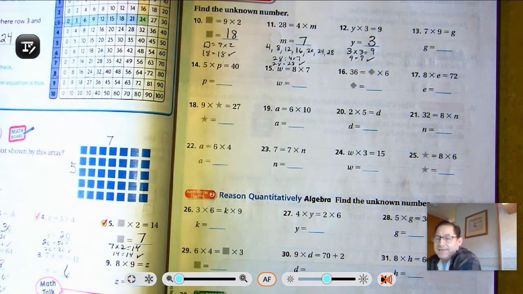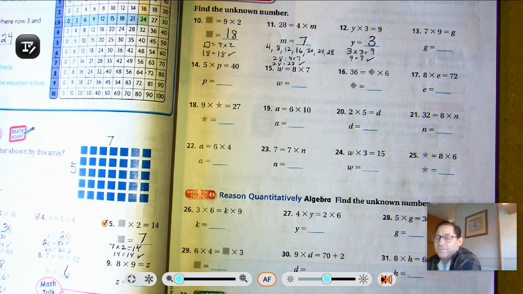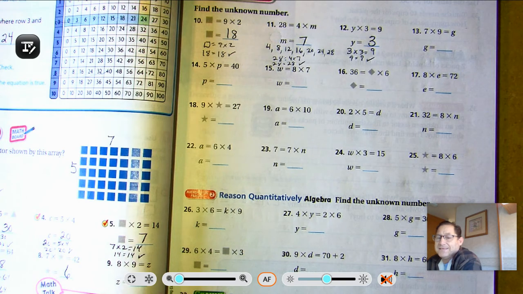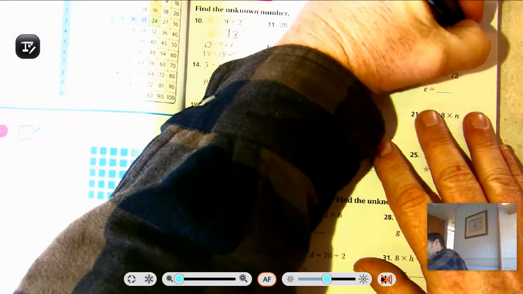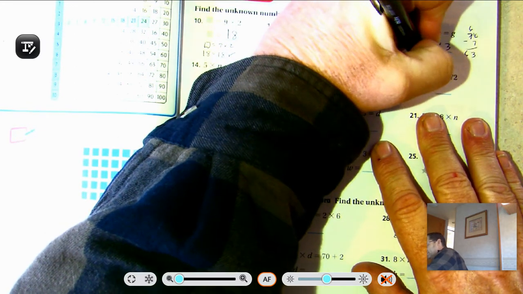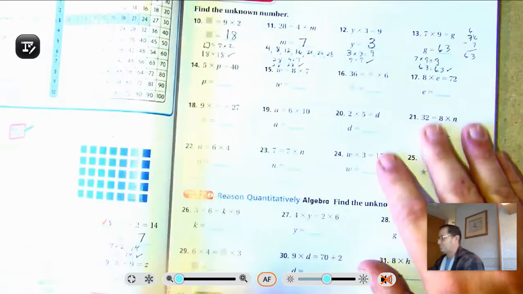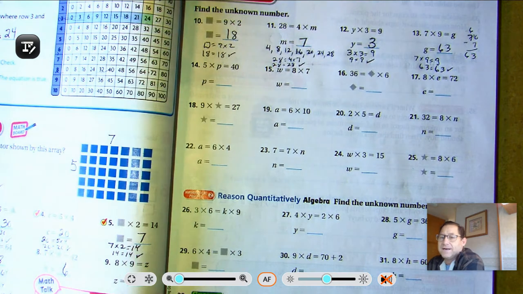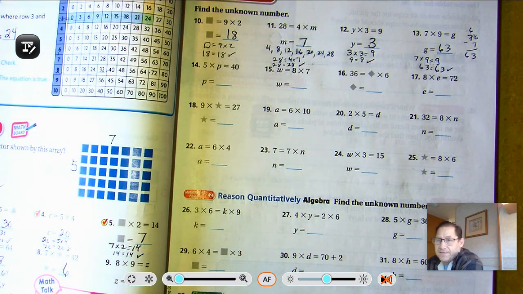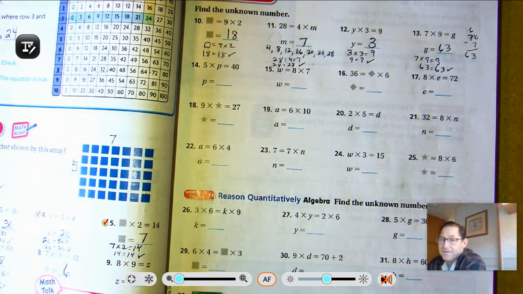7 times 9 equals some unknown product. 7 times 9. Well, I know 7 times 10 is 70. So if I take away 7, 70 take away 7 is 63. So 7 times 9 equals 63. Okay, why did I subtract 7 there? Because I used the distributive property and I changed 7 times 9 into 7 times 10 and then subtracted the extra 7 that I added.